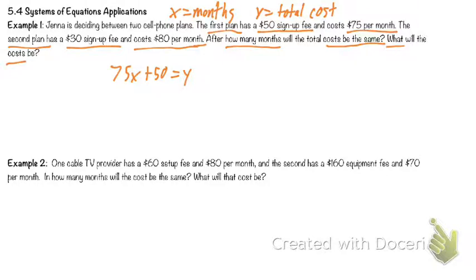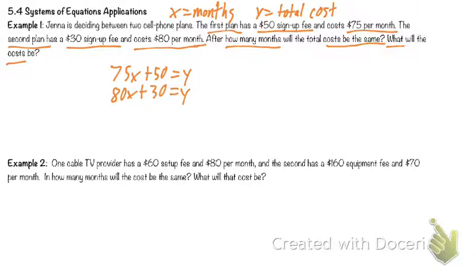Probably 80x plus 30 equals y. I would completely agree. 80x plus 30 equals y. Okay, same idea. $80 per month plus a $30 one-time startup fee is going to equal our total cost y. Now, we notice right now we have the total cost being the same.